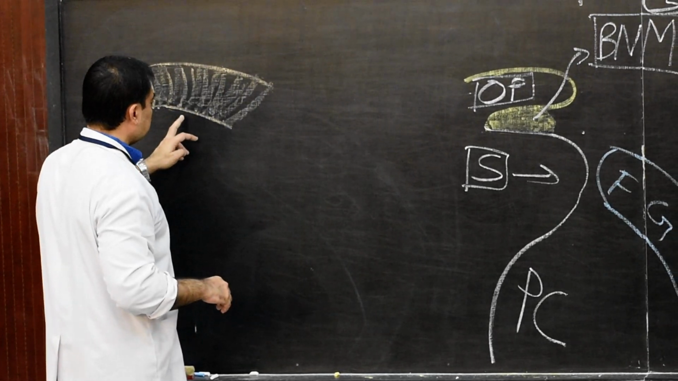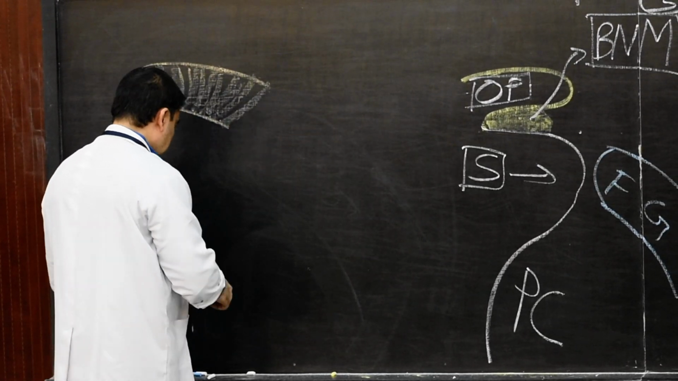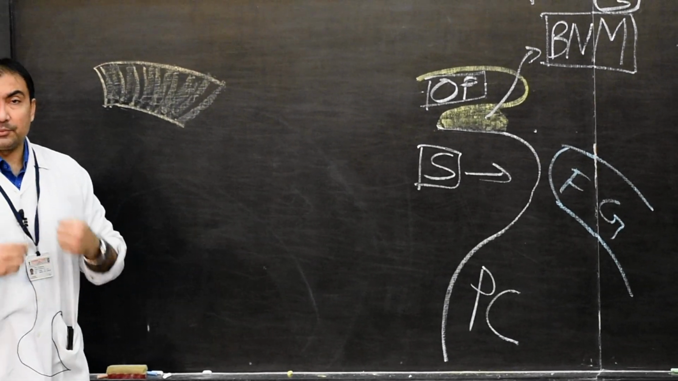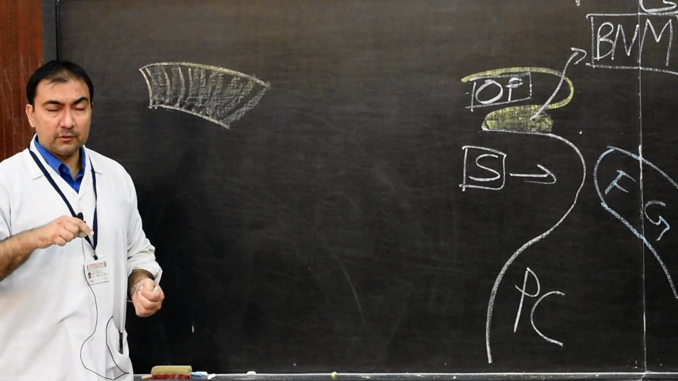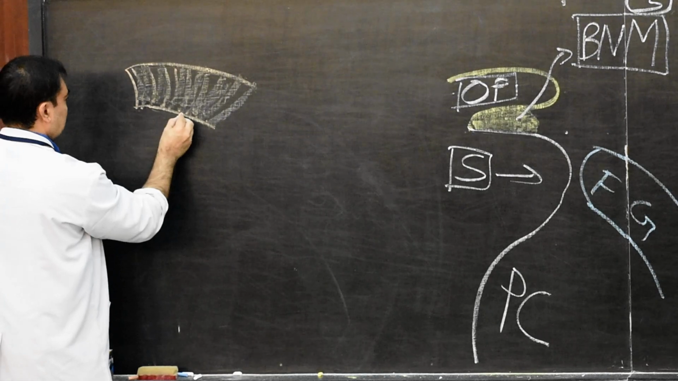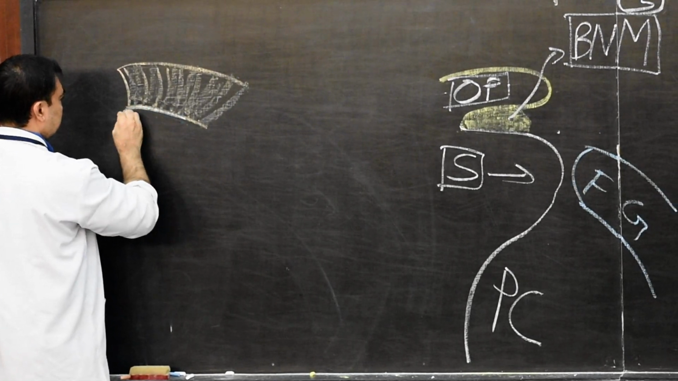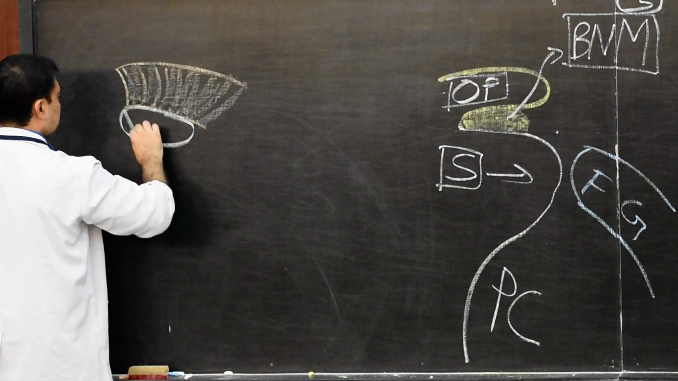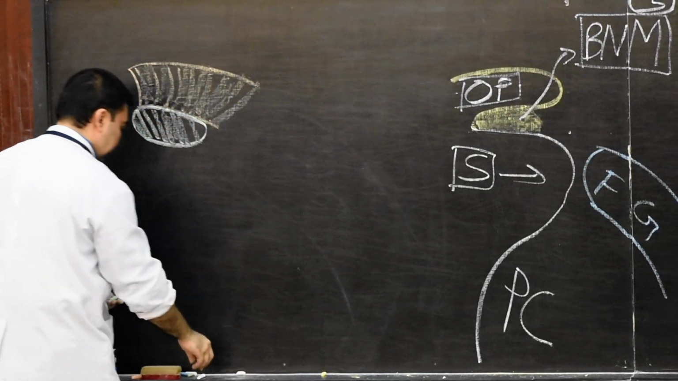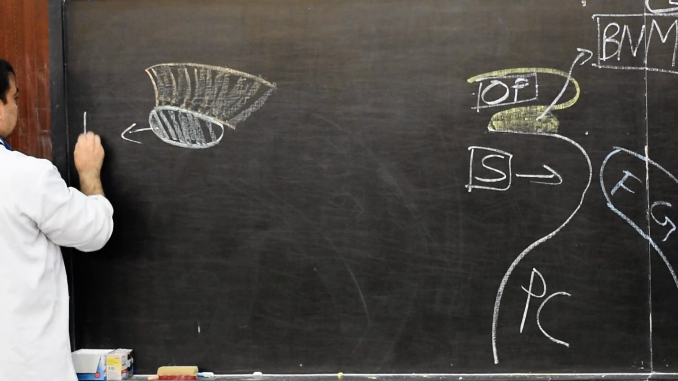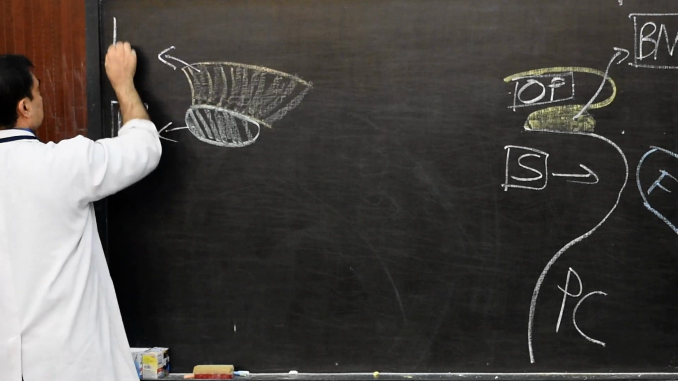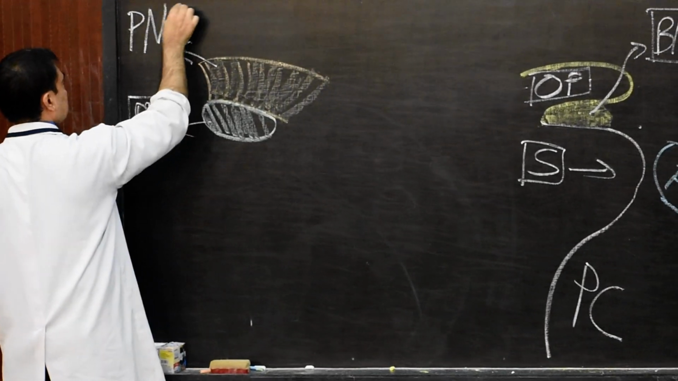Now this primitive nasal septum's caudal end will fuse with the lateral nasal process, and therefore along with the globular processes they will form one structure, which we have already discussed, the primitive palate. This structure will be the primitive palate. So let us write down, and here let us write down primitive nasal septum.